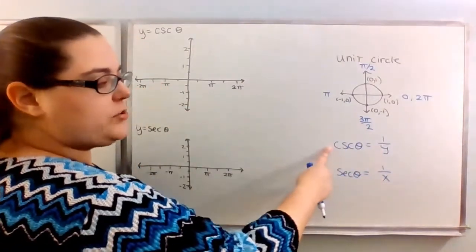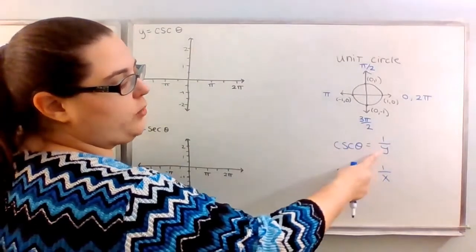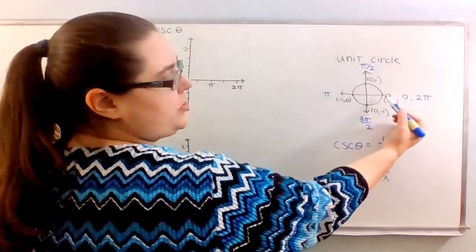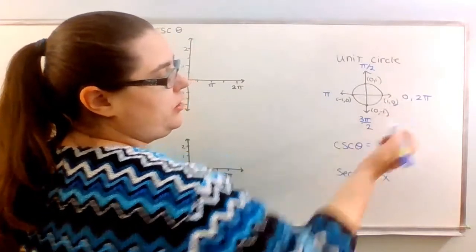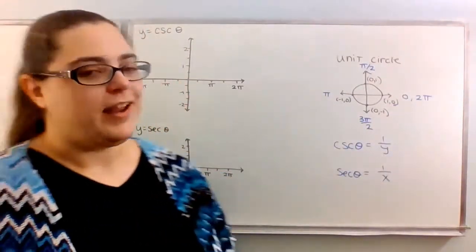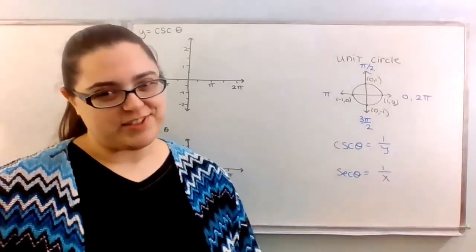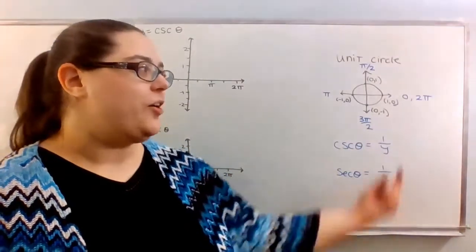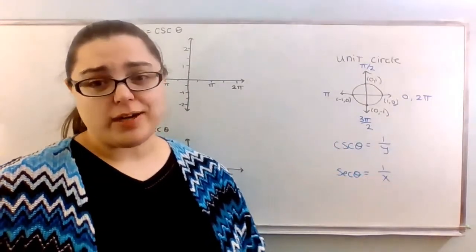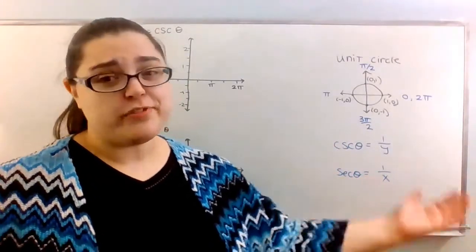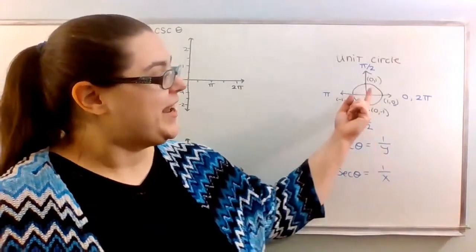So if I look at cosecant and I want to graph 1 over y, if I start here at this first point on the unit circle, when the angle is 0, the y value is 0, and we've just begun and run into an issue. So we've got 1 over 0, which is undefined. Great. Let's move on. So let's get to another point.